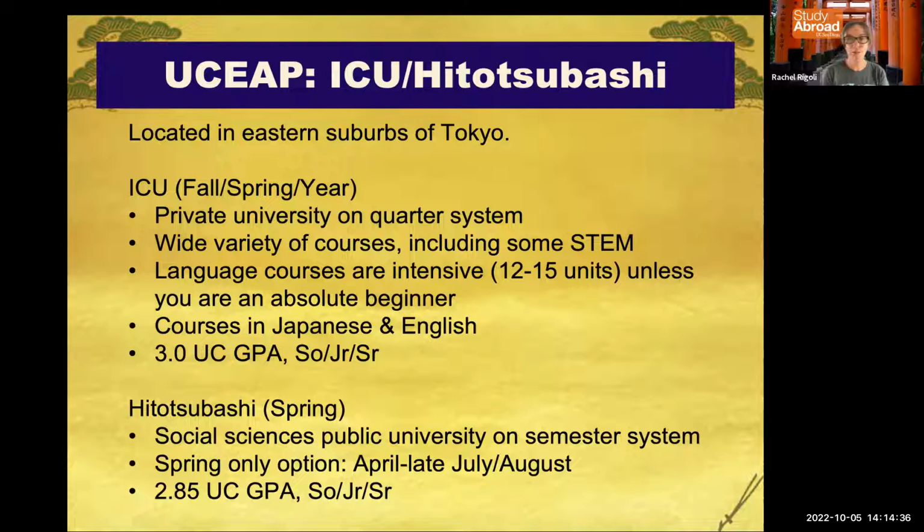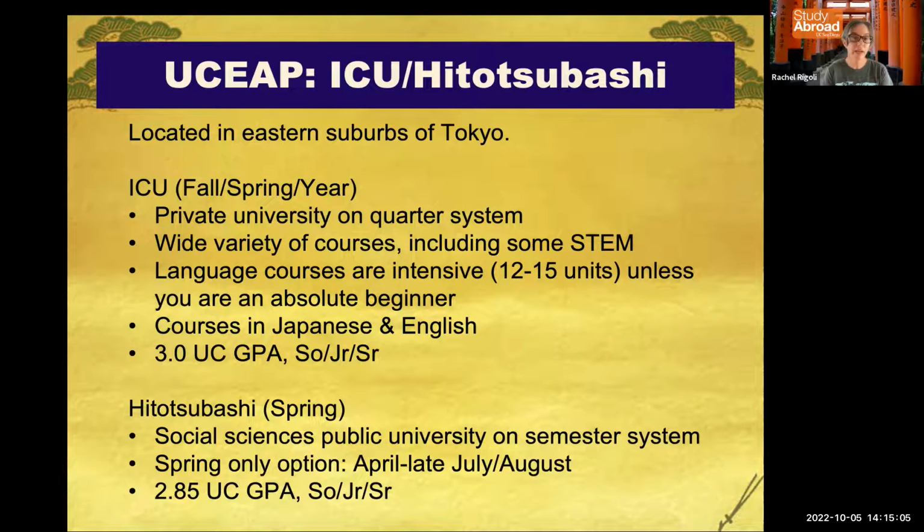If you're an absolute beginner, like you've never studied Japanese, like you haven't done 10A, you are brand new to Japanese, they do have a 5-unit language course. But otherwise, students sometimes have to make a decision between taking 3 or 4 classes, maybe for major and GE requirements, or language, and then only being able to maybe take 1 English course for their major or GE. So that's something I wanted to point out.